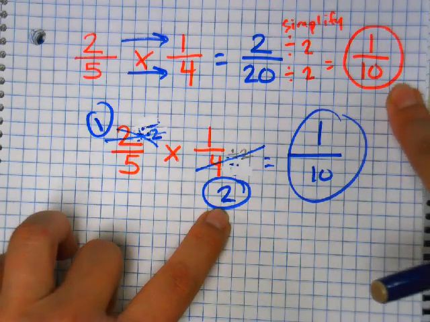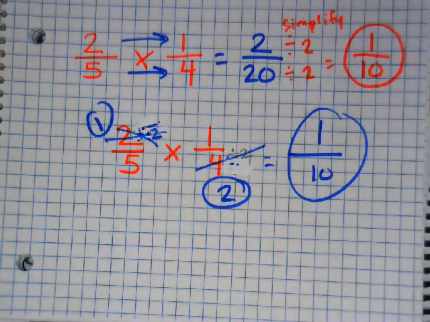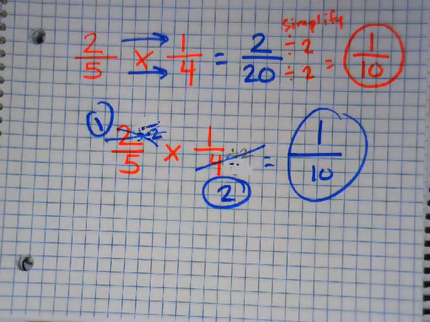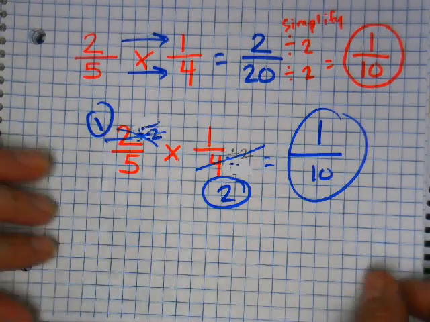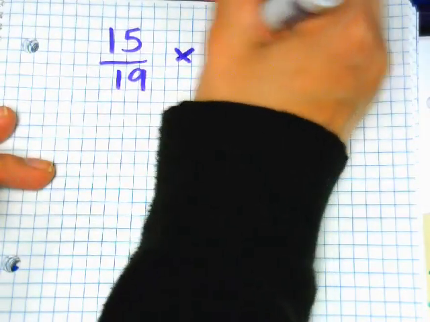Yeah. Now some of you will be like, Miss Amelie, isn't it just easier to simplify here? Like, why do I have to simplify the corners? True, but sometimes it's extremely useful to simplify the corners when you're dealing with big, big numbers. For example, I have 15 over 19 times 2 over 3.